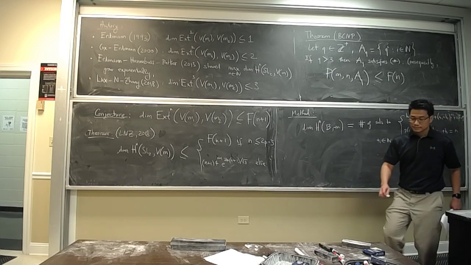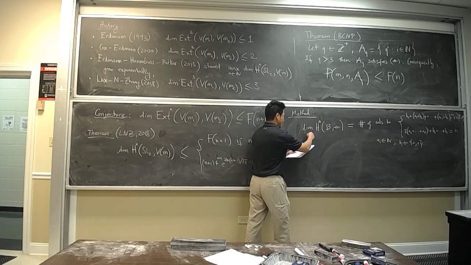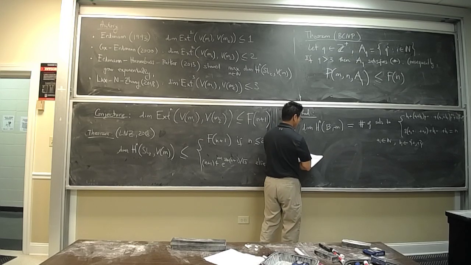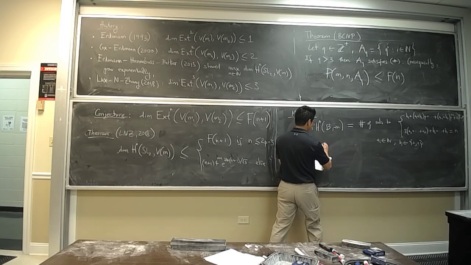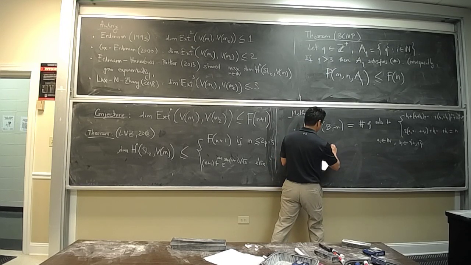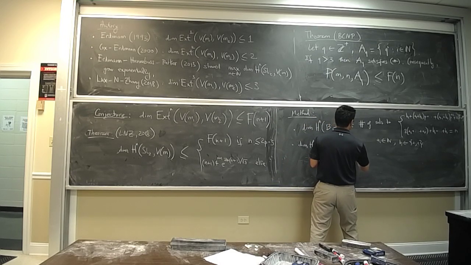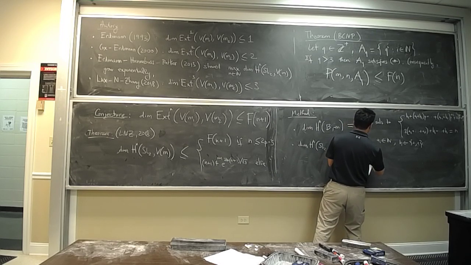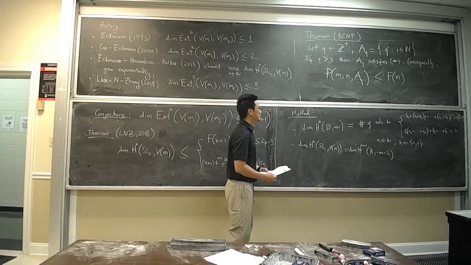From this identity, we then show that the dimension of the degree n cohomology of SL2 with coefficients in V sub m is the same as the dimension of the degree n plus 1 cohomology of the Borel subgroup.